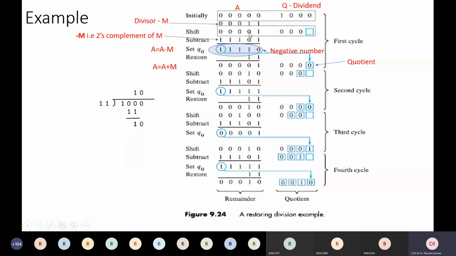Now we can do addition. A plus of minus M is nothing but A minus M. So this is A, this is minus M, and at the end you get A minus M. It is already in A, so A minus M you need to store in A. So this is A, this is minus M, just add all of them. You get this number. Right, done. అయిపోయింది. ఇది వచ్చింది.